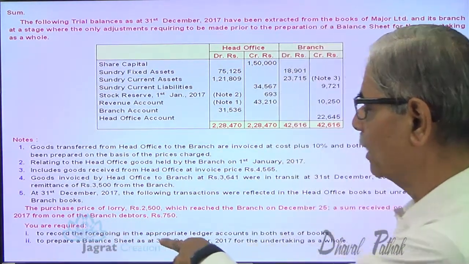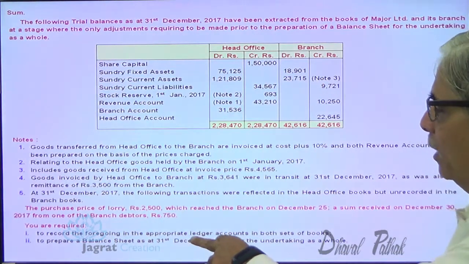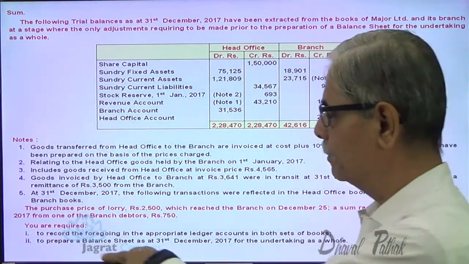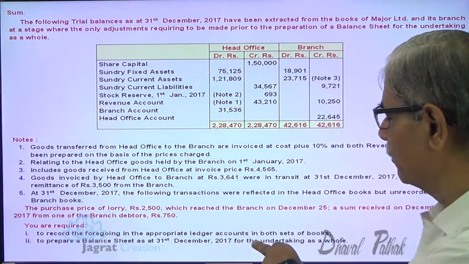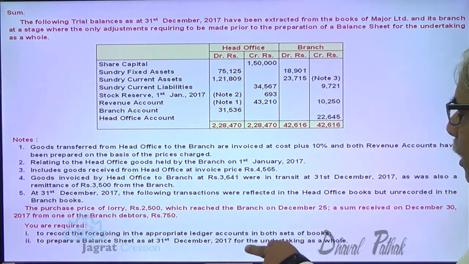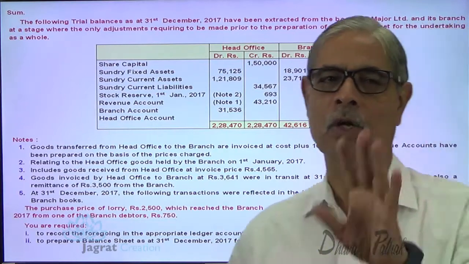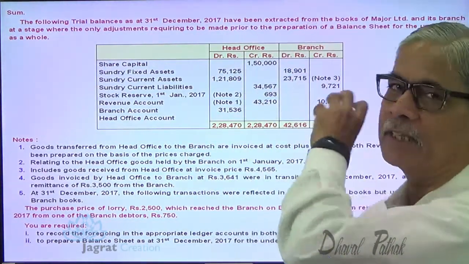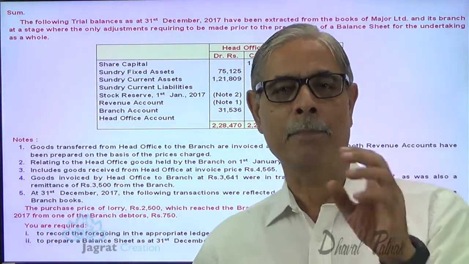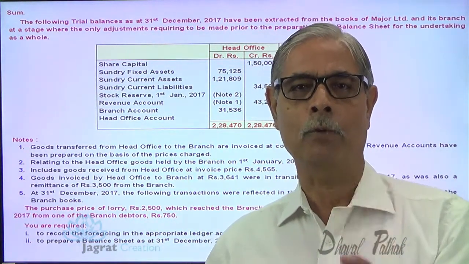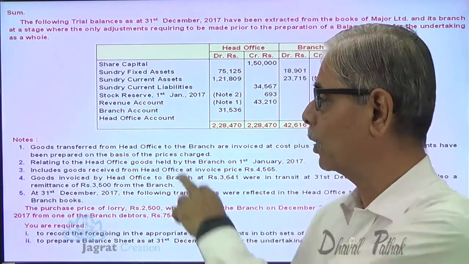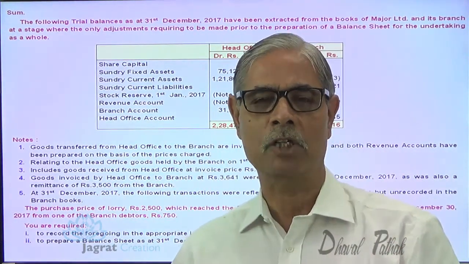You are required to record the foregoing in appropriate ledger accounts in both sets of books, and to prepare the balance sheet as on 31st of December 2017 for the undertaking as a whole. So in light of this adjustment, I am required to make changes in this trial balance. For that purpose, I am required to prepare ledger accounts, and in those ledger accounts, I am required to go for the ledger posting of this adjustment entry.